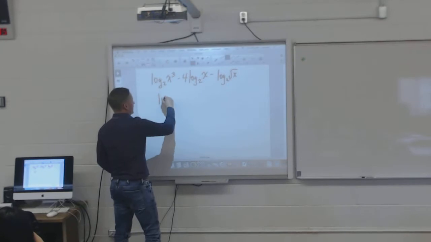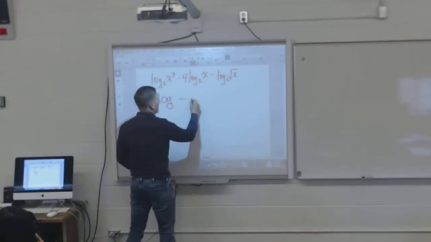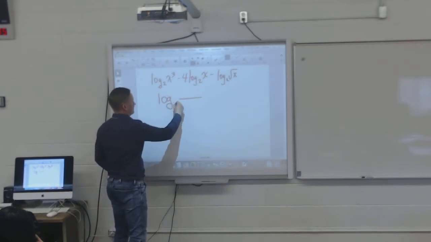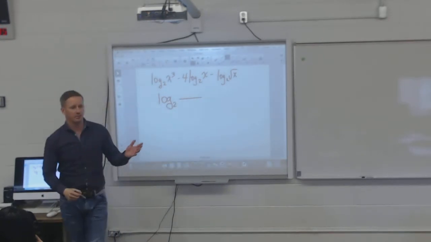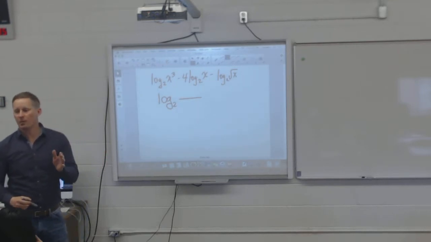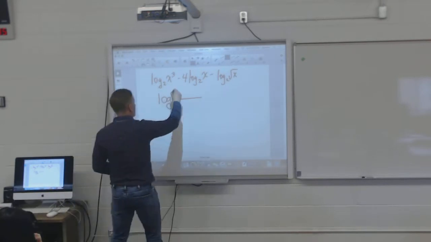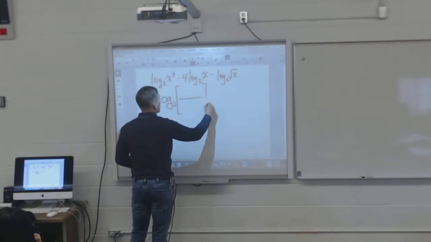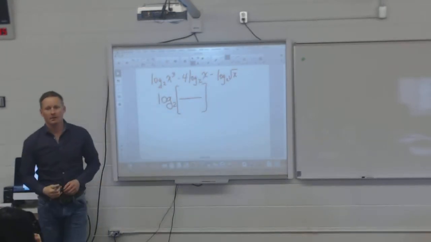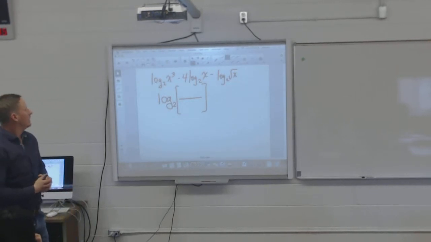Okay? Here is how I suggest you do this. Draw a line. Base stays the same. Base 2 for all of them, right? The ones that are positive go on top. The ones that are negative go on the bottom. Okay? I also want to do this. Let's put brackets here. Always put brackets for every one of them. You'll see why when I get to C.